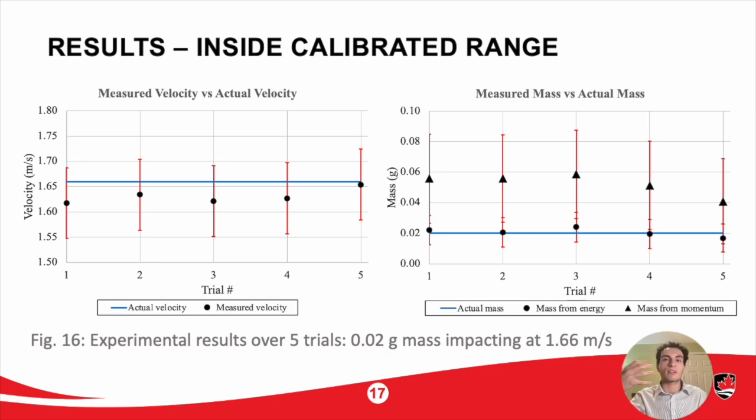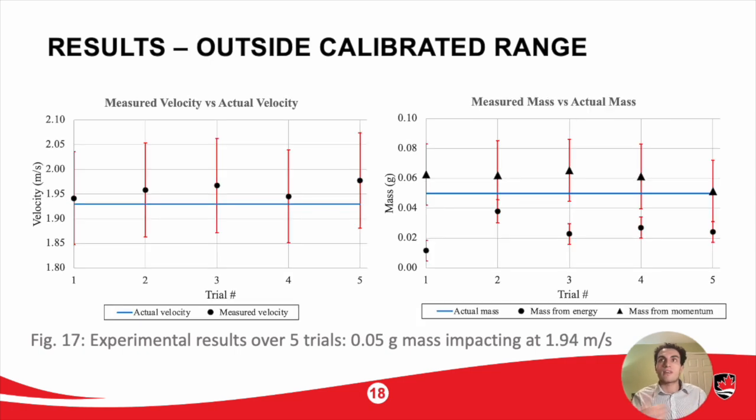So this indicates a fundamental error with how the piezoelectric is being modeled in terms of the impulse response, since the voltage was deconvoluted using that impulse response. Again, I was just modeling it as a single degree of freedom damped harmonic oscillator, so better results may be achieved through a more extensive modeling of that piezoelectric disc. So in conclusion, for the results inside the calibrated range, I'm able to adequately measure the velocity and the mass using one method but not the other.